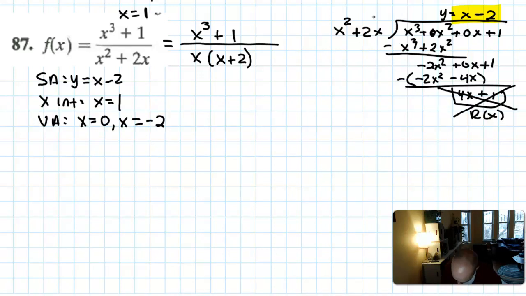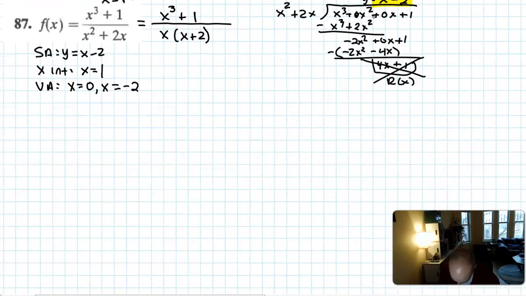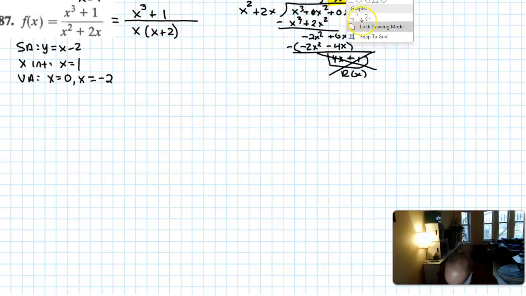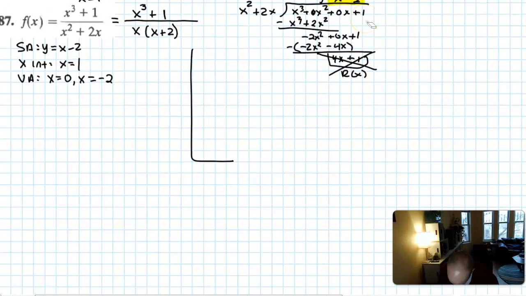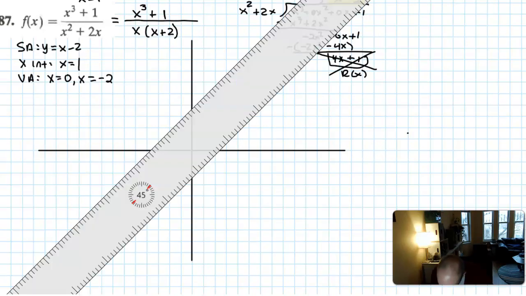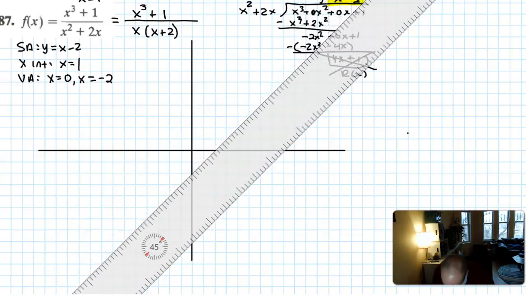And do we have a y-intercept? Oh, we do. No, we don't, because our vertical asymptote is at x equals 0. So I think that's it for our graph. Let's at least lay everything out, and then we'll make a sign chart if we need to. That didn't work. That's better. All right.